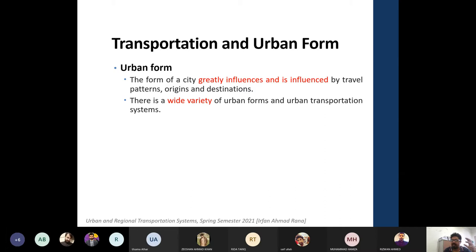That brings me back to our previous lecture. What are the elements of urban form? What are the different types of urban form we've discussed? Anyone? What are the different elements of urban form? Yes, Rizwan, please. Water bodies, green areas, topography, road network. Yes, Rida.